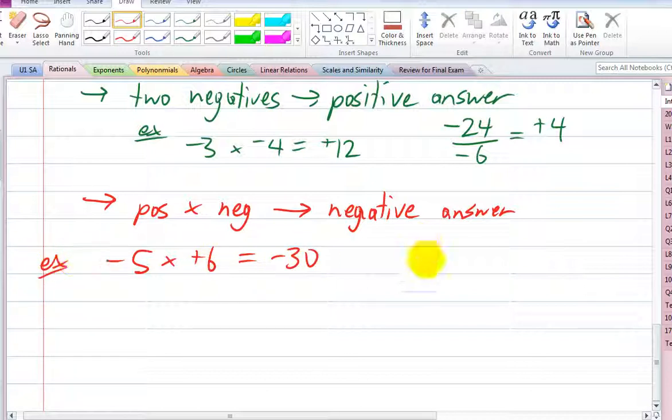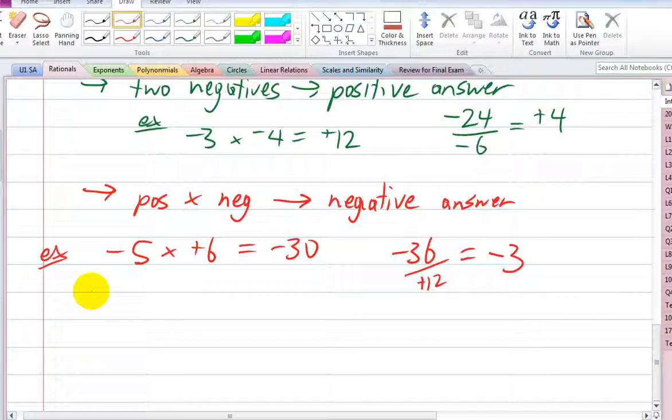And so for division, oh, make something up. Humor me. Okay, maybe not then. Negative 36 divided by positive 12. What does that equal? Negative 3. Okay? So some quick examples.